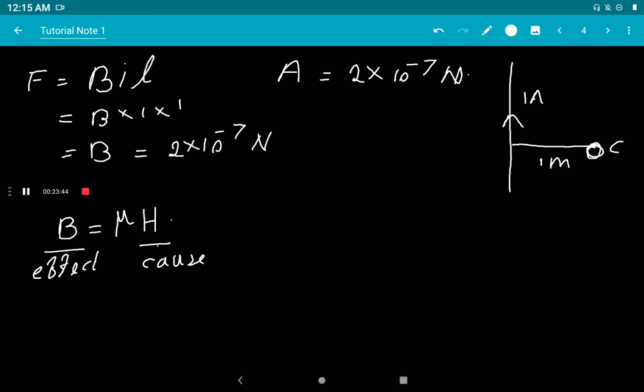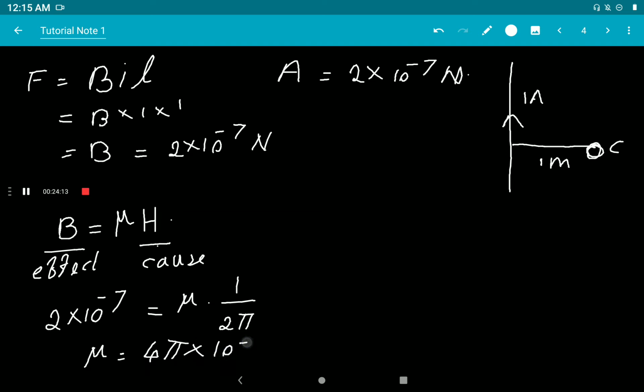And mu is the permeability. Permeability is a property of a material that allows the magnetic lines of force. So we have already told B is equal to 2 into 10 raised to minus 7 Newton equal to mu into H, and H we already explained as 1 by 2 pi. So we can write mu is equal to 4 pi into 10 raised to minus 7. That is the permeability of free space.